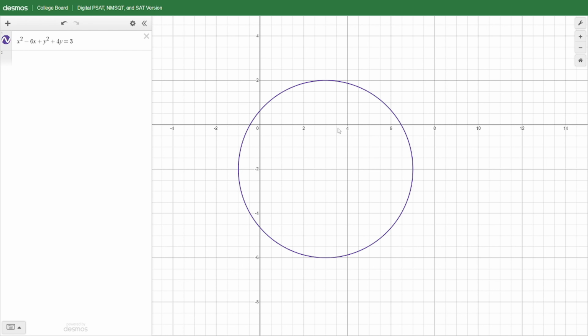And this is our circle. Now if we click on our circle, a few points will pop up. First, the x-intercepts. Then there's the y-intercepts. And there's also these two endpoints. And these two endpoints lie on the middle of the circle, so they're exactly in the middle.